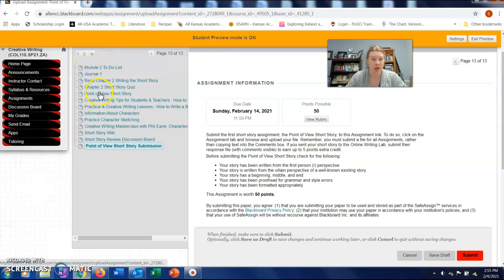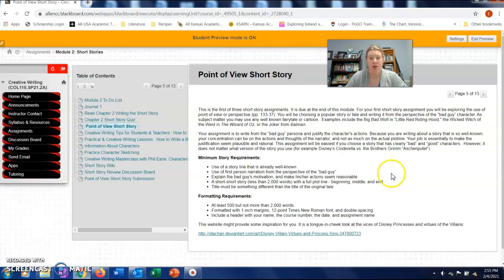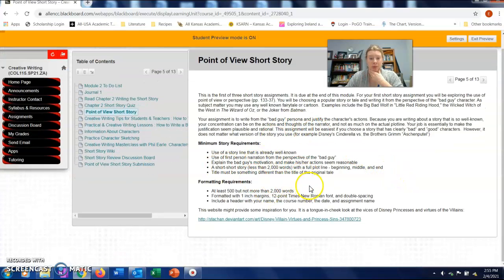So the assignment sheet actually is all the way up here. These are minimum story requirements. It's supposed to be a short story. You do have to have a beginning, middle, and end. You're going to end up with a page and a half to 2 pages at least with this story, although the minimum is only 500 words. You are writing from the perspective of the bad guy. So you want to be considering the motivation of the bad guy, why he or she may have made those choices, and what makes their actions seem reasonable within the storyline.